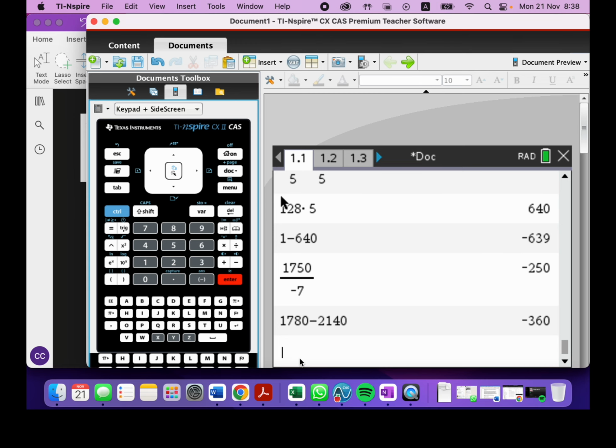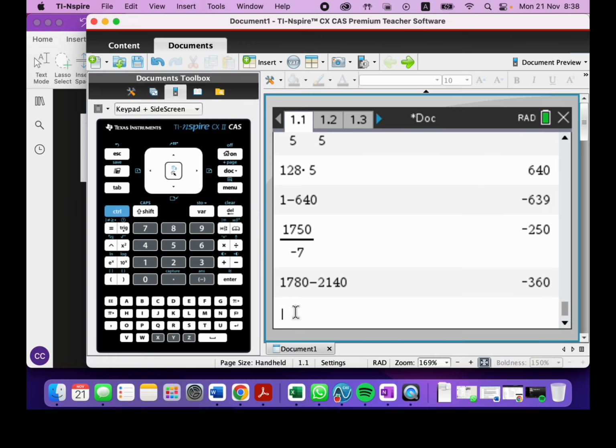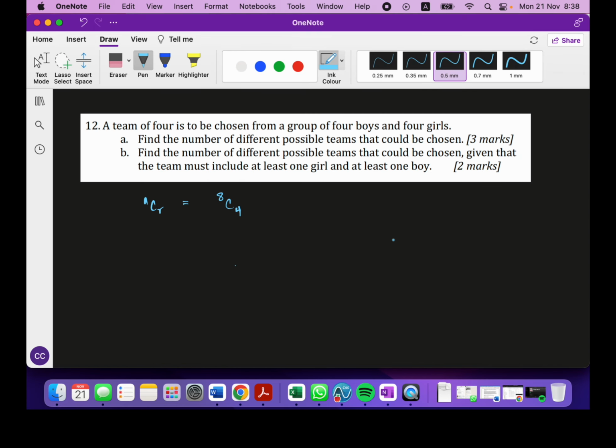To do that, I am going to go ahead and use my calculator. Well, actually, this is paper one, so we can't use our calculator. The nCr formula is n factorial divided by r factorial times (n minus r) factorial. So this would turn into 8 times 7 times 6 times 5 times 4 factorial. I'm leaving that as 4 factorial because under here I'm going to end up with 4 factorial.